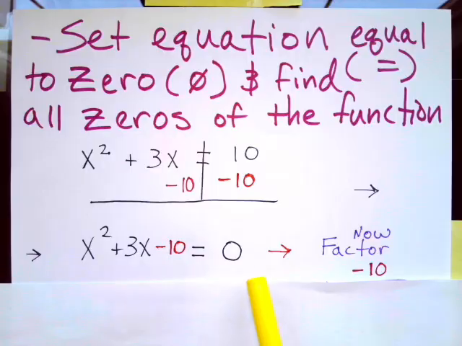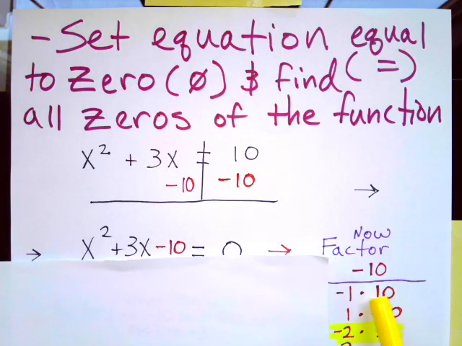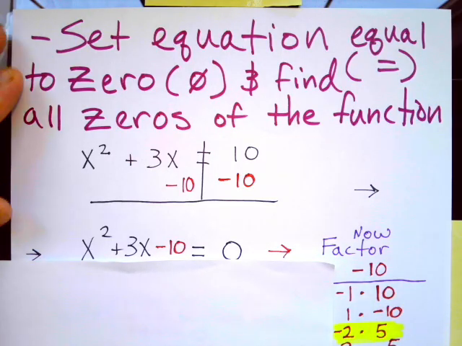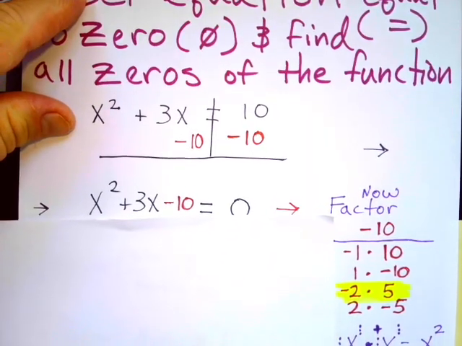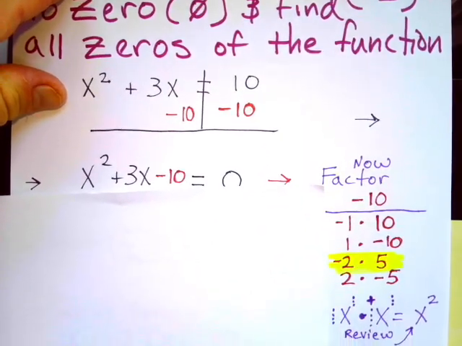I call it reverse FOIL. Check out my videos on factoring. I go over FOIL and reverse FOIL many different times, and it will become crystal clear to you. All right, so what are the two numbers that multiply to a negative 10, yet add up to a positive 3? Let's go ahead and take a look at those here.